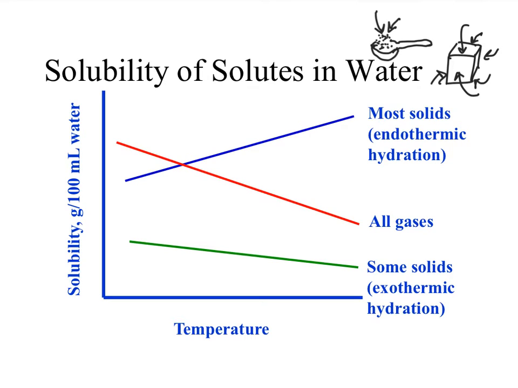With gases, it's pretty clear. If you're keeping everything at the same pressure, temperature is the big factor. The relationship is opposite that of solids. As you increase temperature, you decrease solubility. So things come out of solution as you increase the temperature. Gases and solids have opposite relationships.